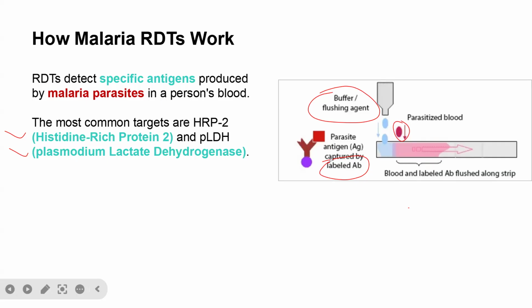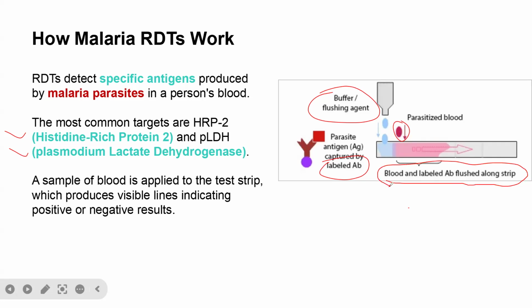So these specific antigens that are produced by the malaria parasite are histidine-rich protein 2 and Plasmodium lactate dehydrogenase. So these are the proteins that interact with the labeled antibodies on the test kits. And as you can see, this is the blood and the labeled antibody flushing along the strip using a fluorescein agent, which is the buffer.